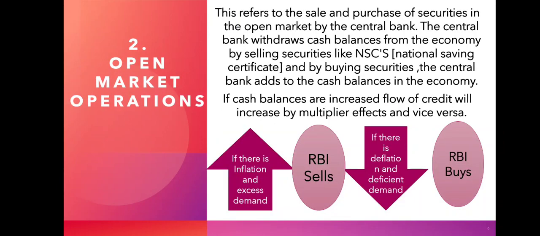The second quantitative measure is open market operations. This refers to the sale and purchase of securities in the open market by the central bank. Now, the central bank withdraws cash balances from the economy by selling securities like NSCs, that is National Savings Certificates. And by buying securities, the central bank will add to the cash balances in the economy. If cash balances are increased, the flow of credit will increase by something called a multiplier effect.